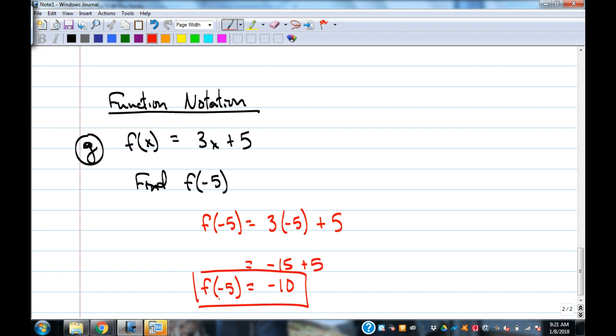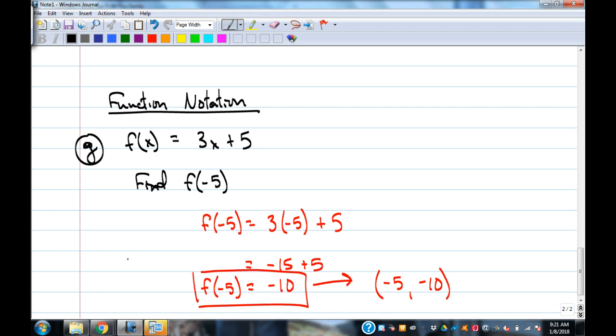What that creates is an ordered pair. What's the ordered pair that goes with that? -5, -10. Tie those ideas together: function value creates ordered pairs, and ordered pairs can be useful in function value as well.